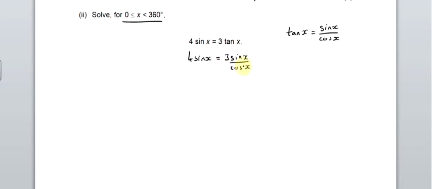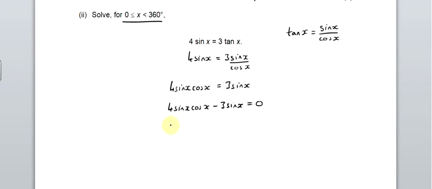Now ideally I would want to reduce it just to sine, cos or tan, but not always. So what I'm going to do now is I'm going to multiply the cos x across. So 4 sine x cos x is equal to 3 sine x, and then I'm going to subtract the 3 sine x across, minus 3 sine x, and then that equals 0. Notice I'm not losing my equal sign, very important that, and now I'm going to factorise it.